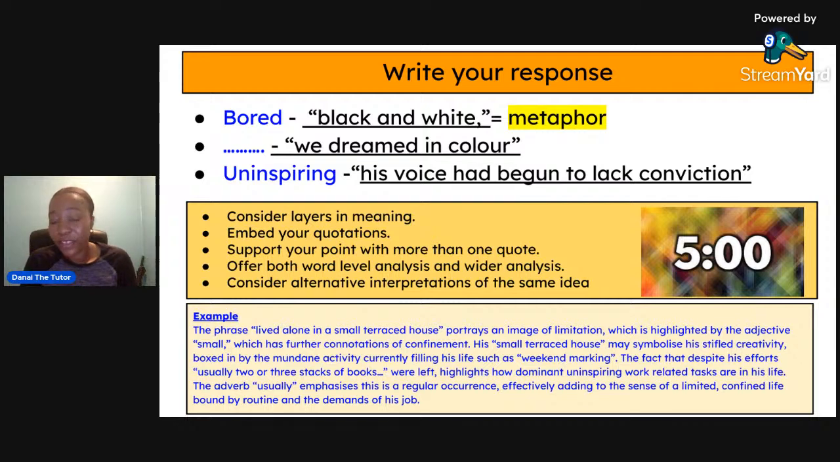I haven't put a point for that, so you can come up with a point for that one. Uninspiring. His voice had begun to lack conviction, okay?